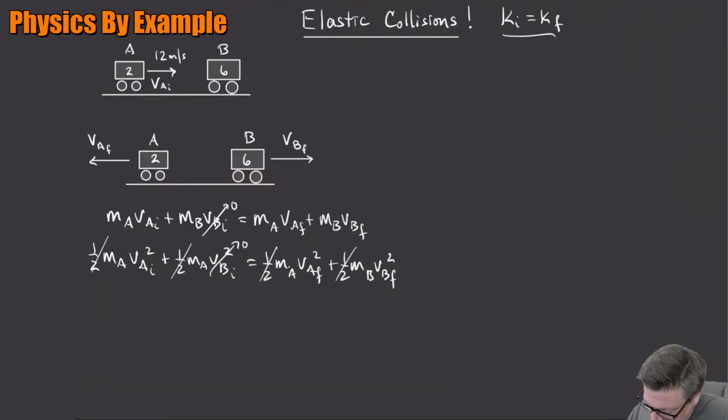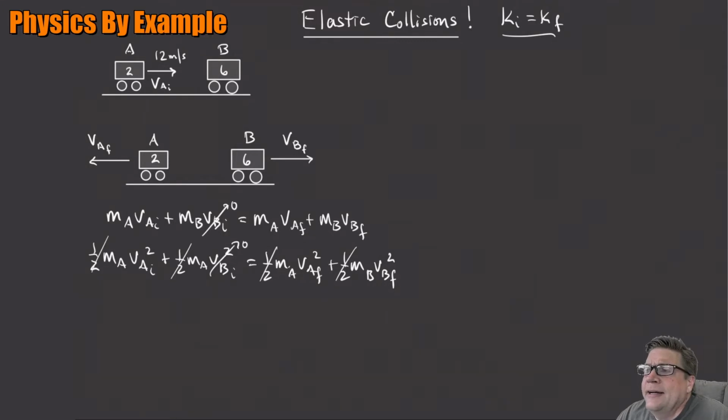So the name of the game is to try to figure out what VA final and VB final are. Which is neat, right? Because I don't need to know either of the two final speeds. I'm going to try to predict them. So this is why this approximation is useful. I couldn't do this with just the conservation of momentum.